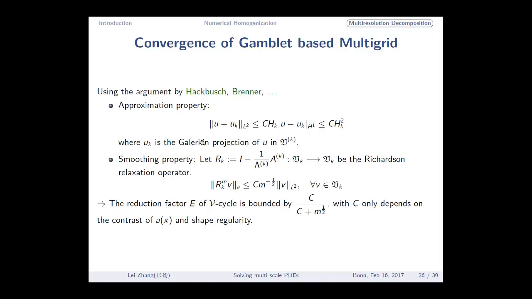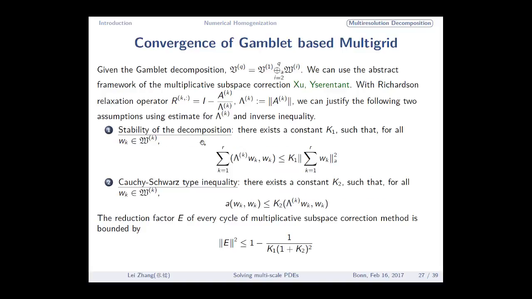That's a typical multigrid result, but here we don't have the regularity. Usually you need the regularity, or people use mesh-dependent norms to prove that. So that's the old convergence proof of the multigrid.